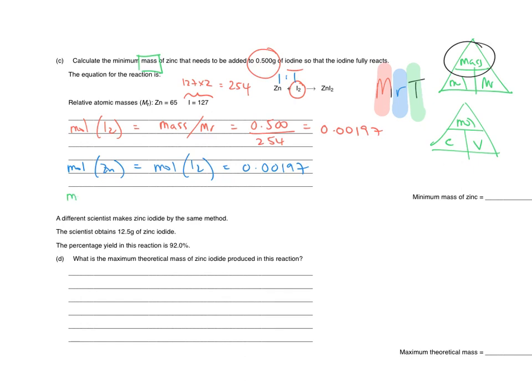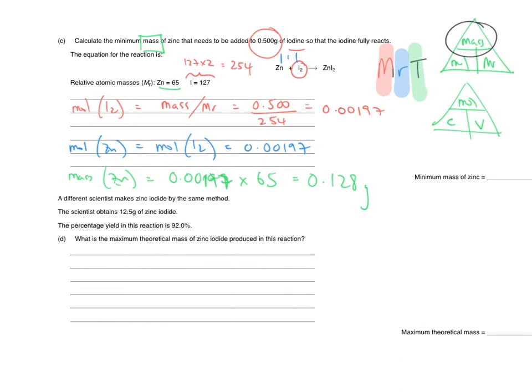So to work out the mass of the zinc, that's going to equal moles, which is 0.00197, multiplied by the MR, which is 65, which is up here, and that gives you 0.128 grams.